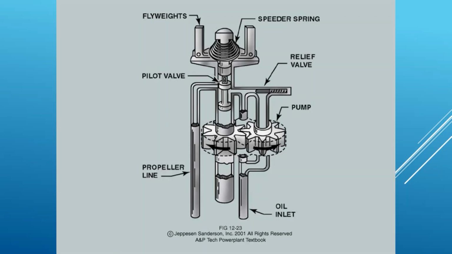Okay, the design that's here, because those fly weights activate the pilot valve to allow pressure to flow when the speed increases. This uses pressure to decrease the speed. We decrease the speed by increasing the blade angle.